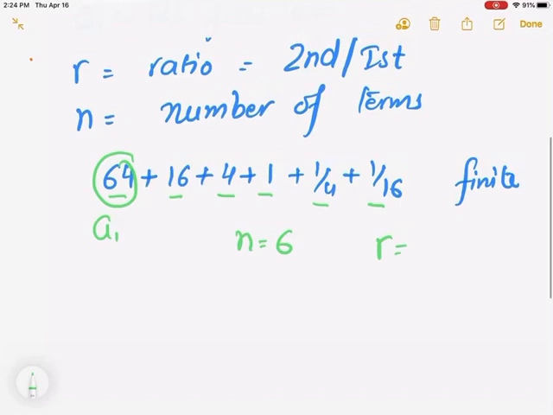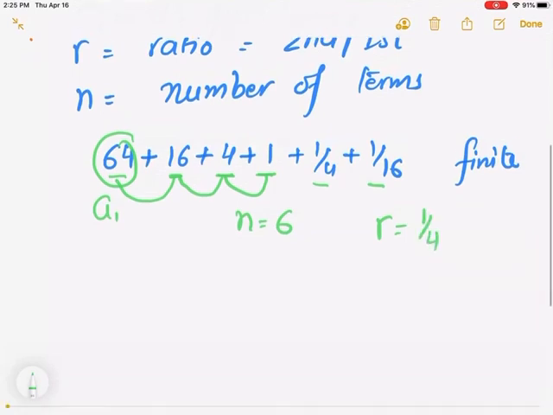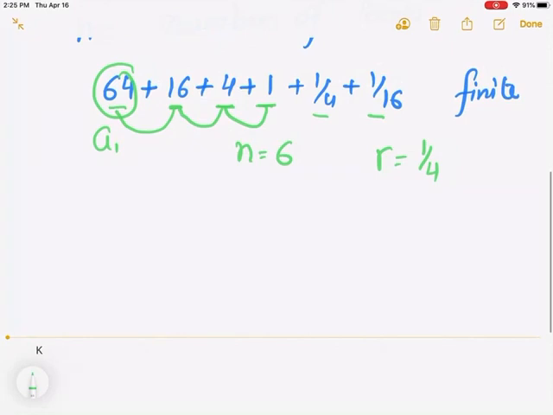And how do we find the ratio? You just take the second term and divide by the first. Just to check, I'll do it with the next two as well. So 4 divided by 16, or 16 divided by 64, the ratio is 1/4. Now the rest is pretty much putting everything into the equation.